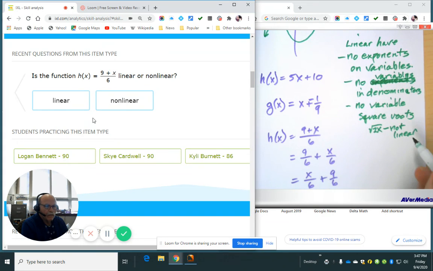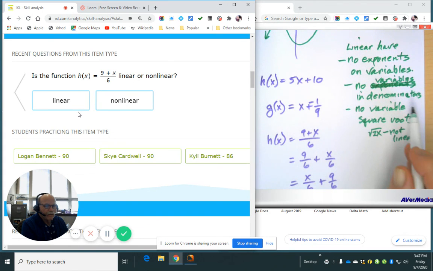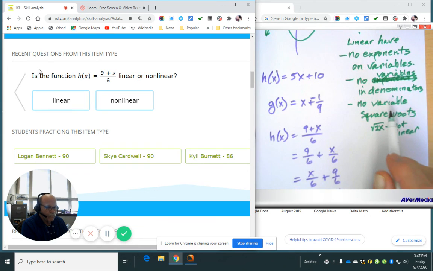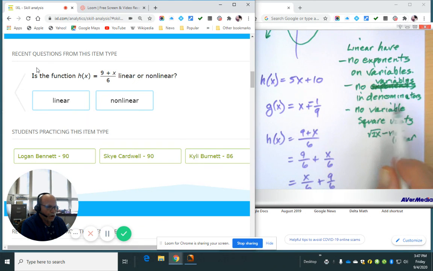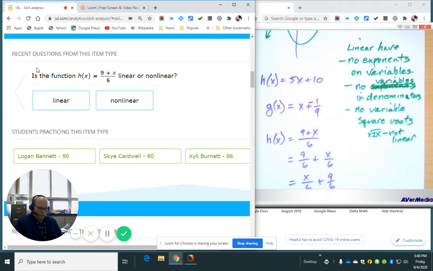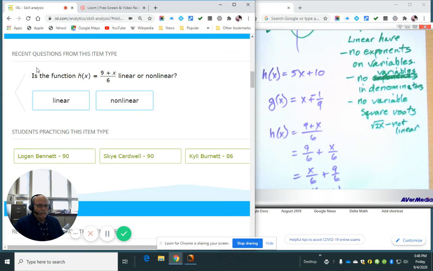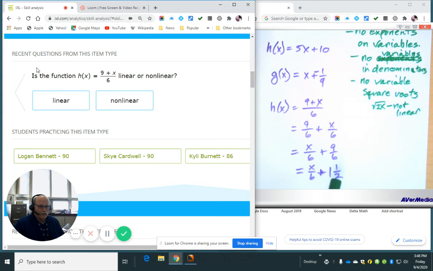All right. So linear equations have no exponents on the variables, either x or y if there's a y. They have no variables in the denominators of anything and no variable square roots like this. Okay. And that's really what you need to know about linear. And also, as I was saying over here, if you can write it so that you can graph it in a straight line, then you're good to go.